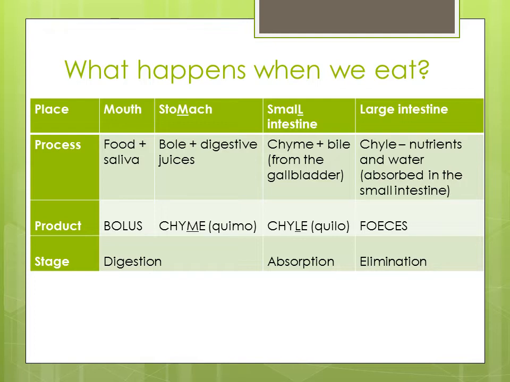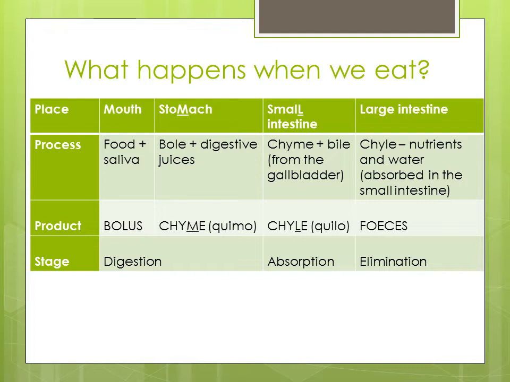Remember and notice here how I have underlined the letter M to match the M from stomach. In the stomach, with an M, we have the chyme, with an M. That chyme travels into the small intestine. So the chyme receives the bile that is produced by the liver and stored and expelled from the gallbladder. And the chyme plus the bile is called the chyle. Again, I have underlined the letter L. L from small, L from chyle, el quilo. And el quilo is what contains the nutrients that are going to be absorbed. So this stage we call absorption.